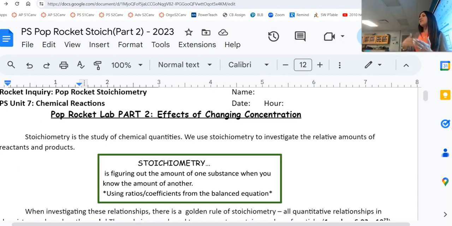Or I could even go the other direction and say, how many seconds would it be if I added 10 grams? How many seconds would I expect it to be? And so what we're going to do is create a graph that's going to be able to use that, and that way we can answer some of those questions at the end of the lab as well.